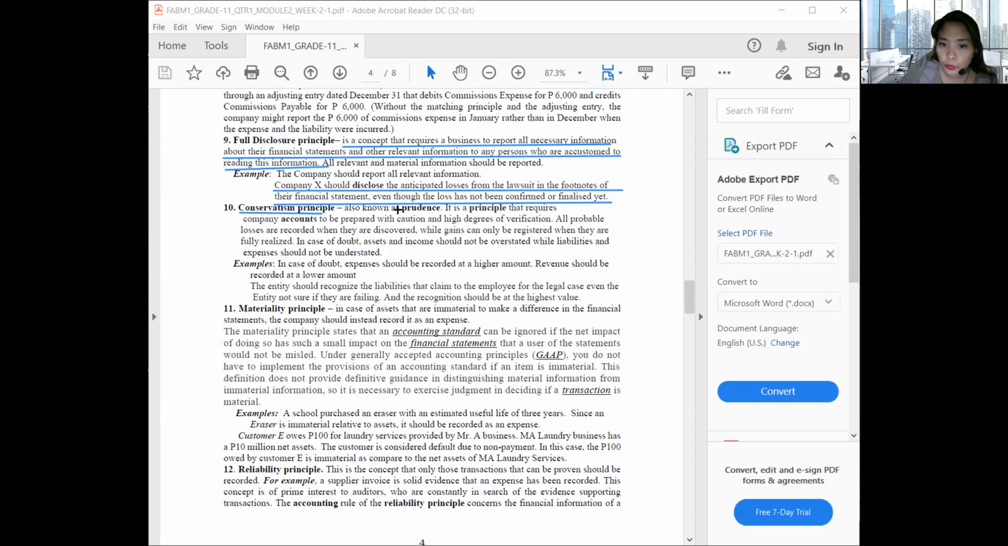Conservation principle, also known as prudence. It is a principle that requires company accounts to be prepared with caution and high degrees of verification. You really have to verify, kaya nga may resibo. Okay? In case of doubt, expenses should be recorded at a higher amount, revenue should be recorded at a lower amount. The entity should recognize the liabilities that claim to the employee for the legal case, even if the entity is not sure if they are failing. And the recognition should be at the highest value. Di ba nga kaya nga yung iba nahuhuli sila, okay, yung mga iba na accountant, nahuhuli sila na kumukuha sila ng pera sa kumpanya. Kasi nagpa-falsificate sila ng document.